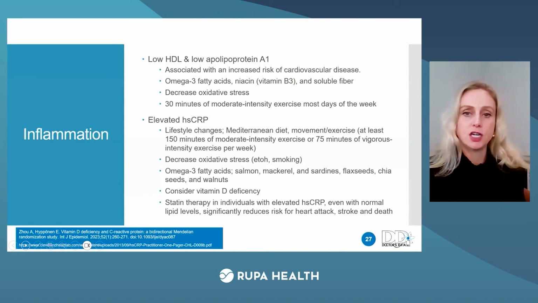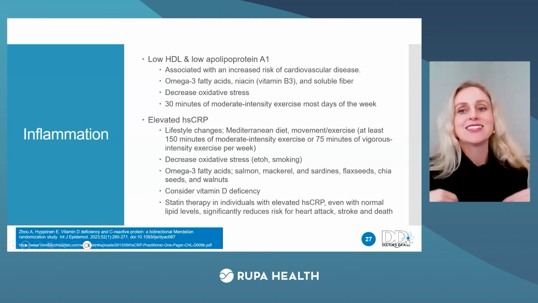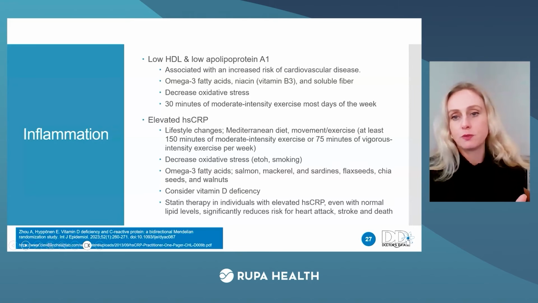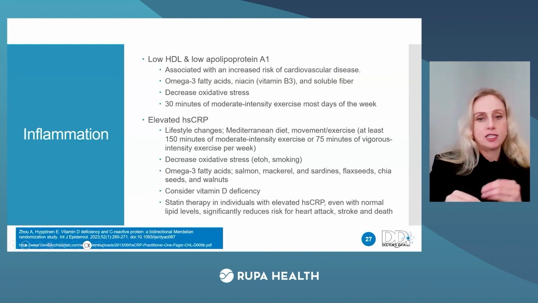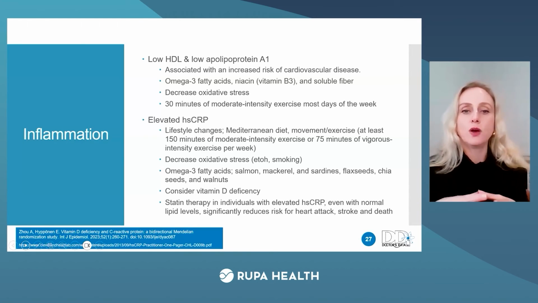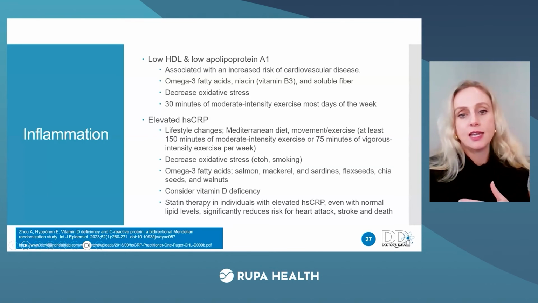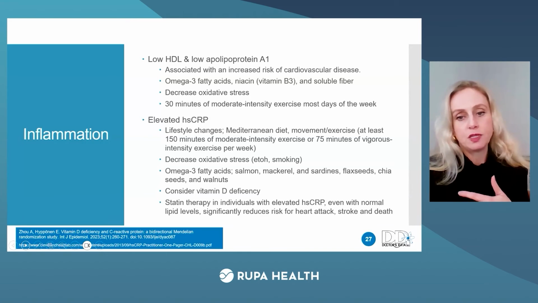The considerations here, we need to increase omega-3 fatty acids, niacin, soluble fiber, very important. Decrease oxidative stress. Exercise is going to be important. So for these markers, 30 minutes of moderate intensity exercise most days of the week. The next piece of information we have is the elevated hsCRP. Again, you know this. Lifestyle changes, Mediterranean diet. In this case, it's 150 minutes of moderate exercise per week. So that would be the thing to do.